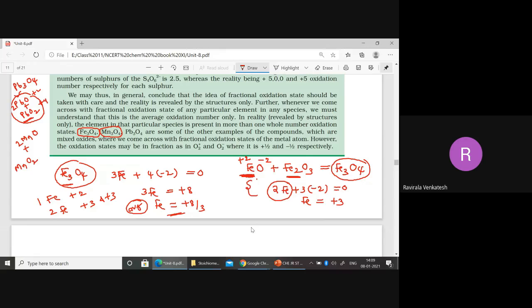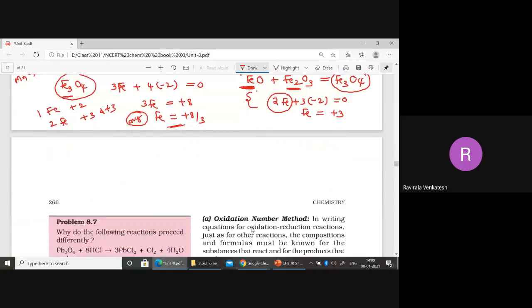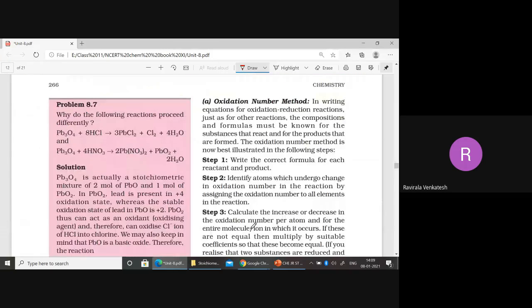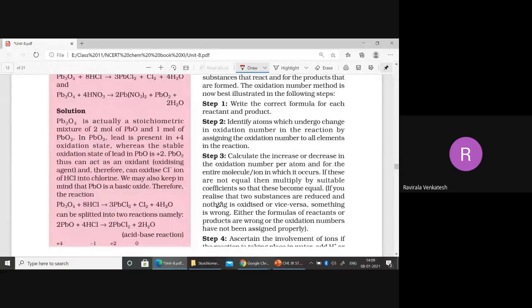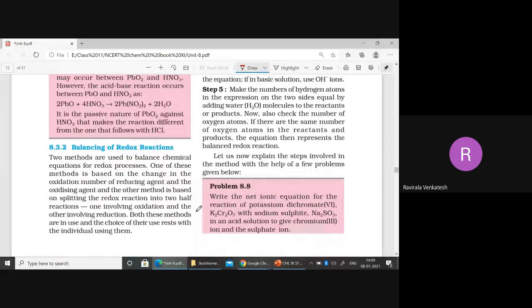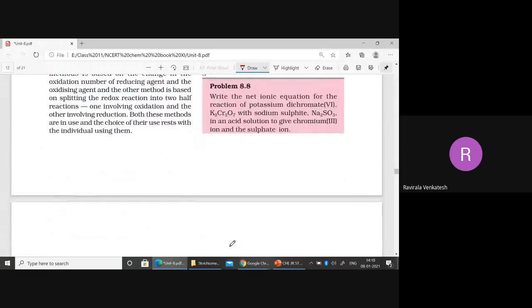This is about the oxidation numbers. Understood here? And tomorrow's class, we'll discuss the balancing of the reactions. This balancing we'll discuss here. Okay?